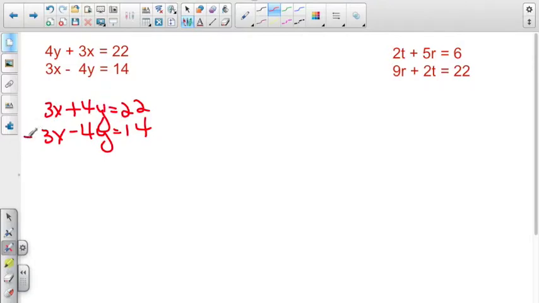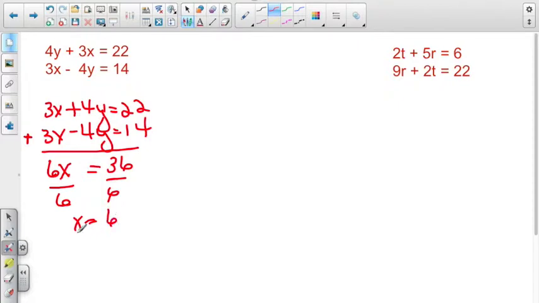I can subtract those from each other. And when I do that, in this case, I'm going to add those to each other. In this case, I get 3x plus 3x, which is going to be a 6x. I'm going to get 4y minus 4y. That's going to give me a 0. And I'm going to get a 22 plus 14, and that's going to be a 36. So now if I divide both sides by 6, I come up with an x is equal to 6. So my x value is equal to 6.